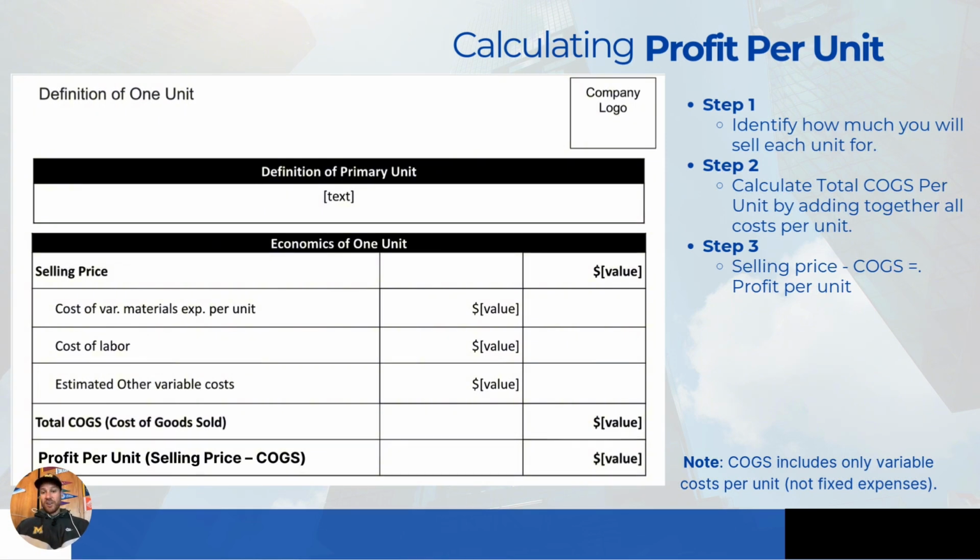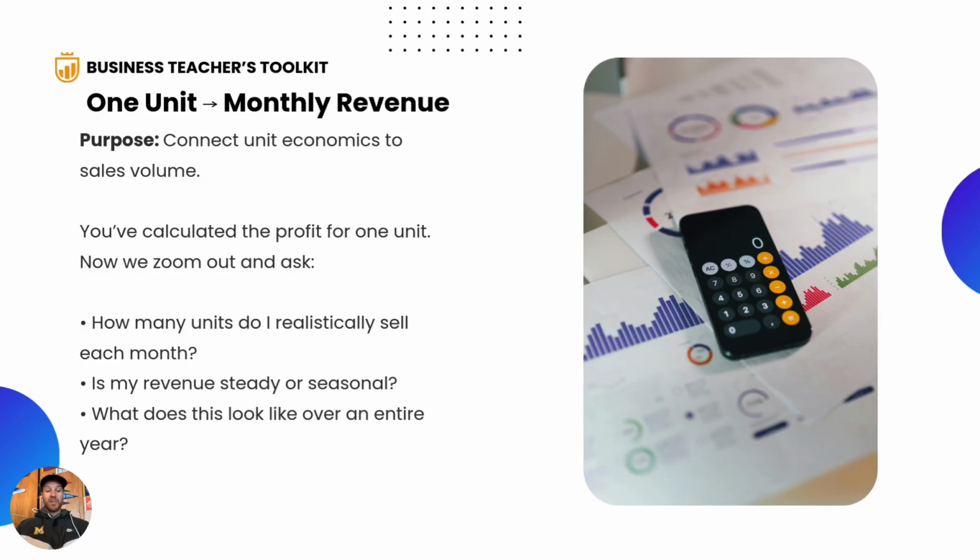So we can calculate our profit per unit by doing the following. Identify how much you're going to sell each unit for, calculate your total COGS, cost of goods sold, per unit by adding together all the costs. Now that we have how much we sell it for minus all of our cost of goods sold, we're left with our selling price minus COGS equals profit per unit. This is how much money is left over every time we sell a unit. This is what we can use to build our business or to pay ourselves or to do something else with those dollars to scale that business.